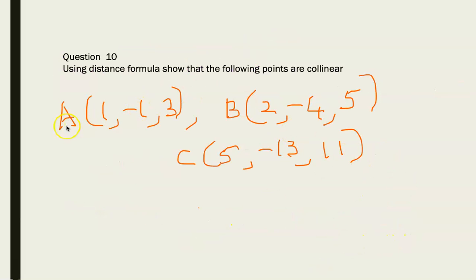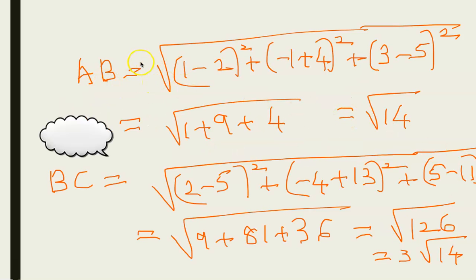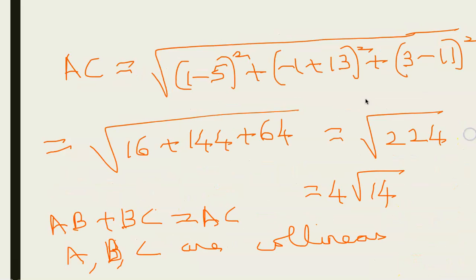Use distance formula to show that the points A 1, -1, 3, B 2, -4, 5, C 5, -13, 11 are collinear. So if you calculate AB, you get it as root 14. Calculate BC using distance formula, you get 3 root 14. Calculate AC using distance formula, you get 4 root 14. AB plus BC is AC, which implies A, B, C are collinear.